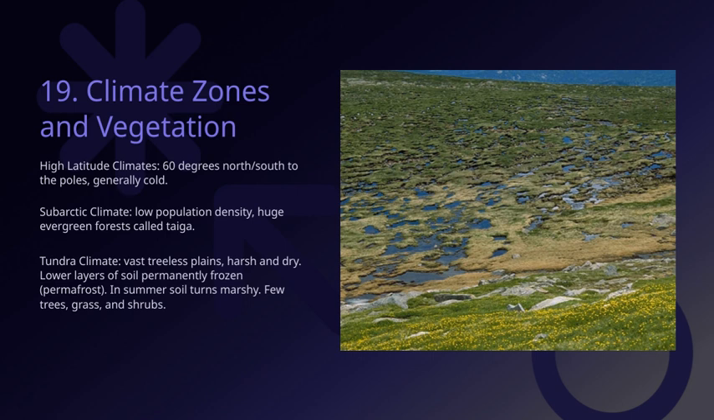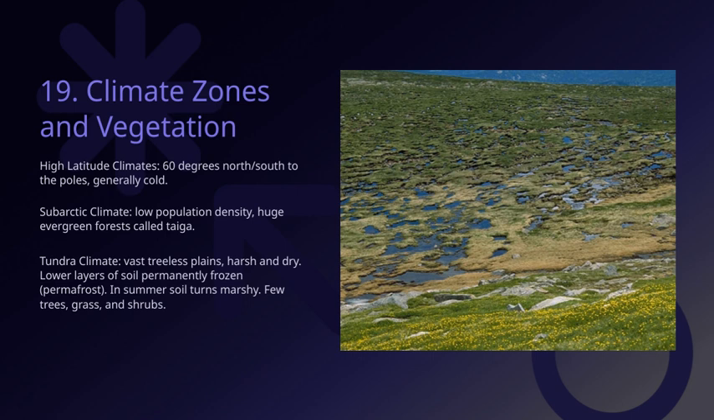Moving on to the subarctic climate, this region is marked by a low population density. The landscape is dominated by enormous evergreen forests called taiga, which are vital for the local ecosystem and climate regulation.